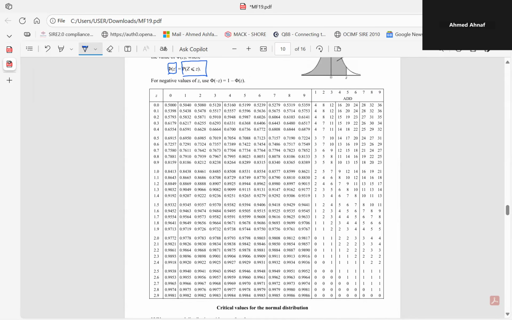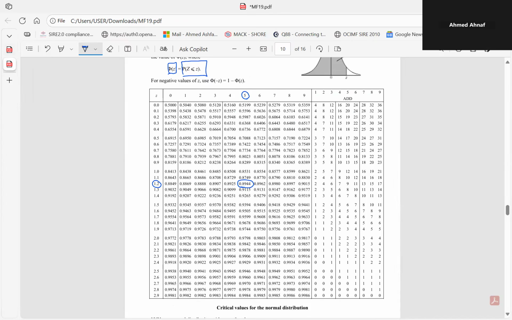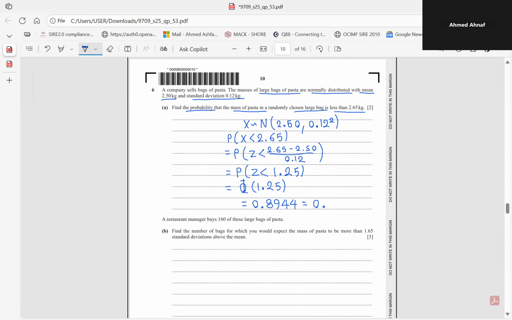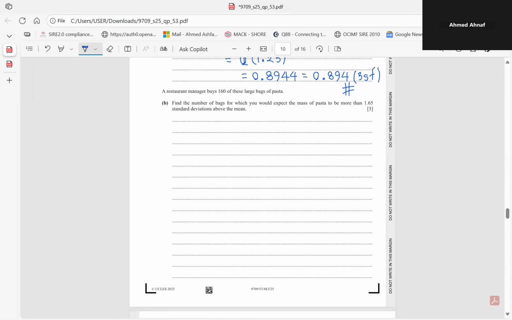So these are the first two digits, 1.2, and then 5 is here. So our z value would be 0.8944. Let's double check that. Yep. Then we can rewrite this as just 0.894 to 3SF. So this is our final answer for this part. Let's head on to the next part.